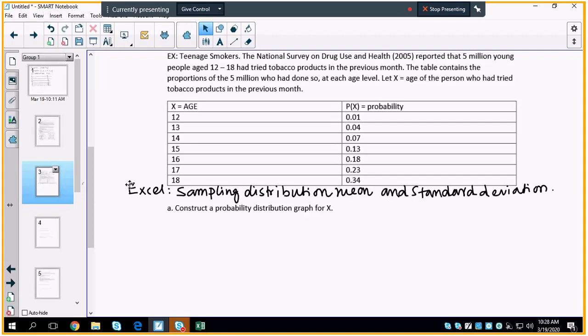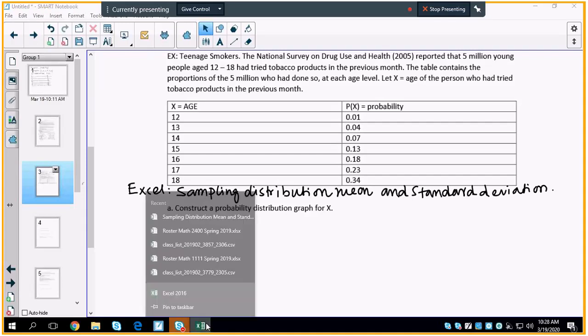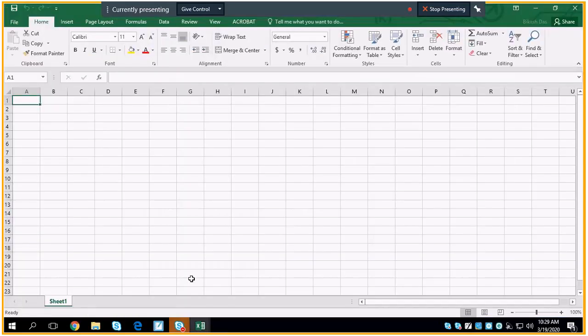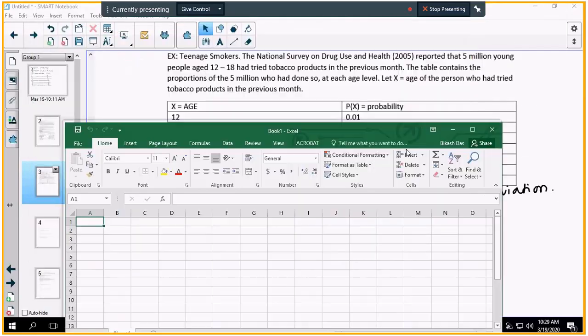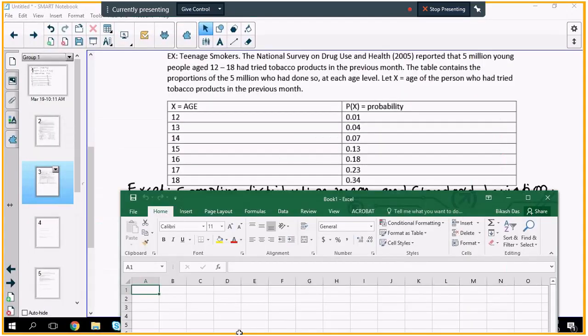You're going to get two columns. So open a new Excel spreadsheet, and then on two columns you are going to get the values for the different ages that were suggested in this problem. So let me type in those ages. The first column is 12, 13, 14, 15, 16, 17, and 18. These are the different ages that we have.